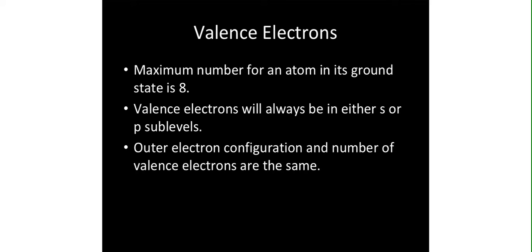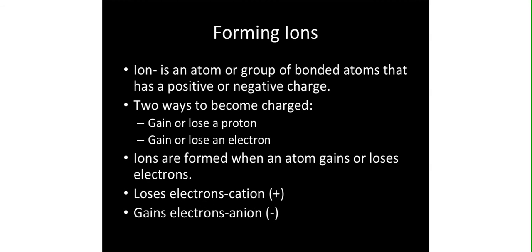But when you get to groups 13, 14, 15, 16, and 17, sometimes it can be confusing, because if you don't remember the rule of 8, then you're probably going to think they have 17 valence electrons, which is not a possibility. We are going to extend on valence electrons and forming ions in the next slide.